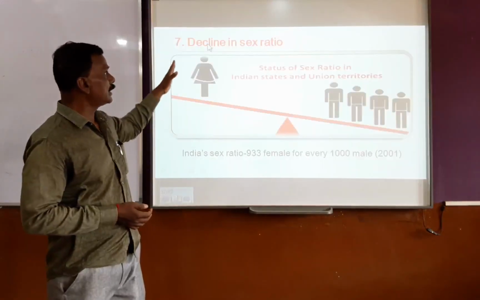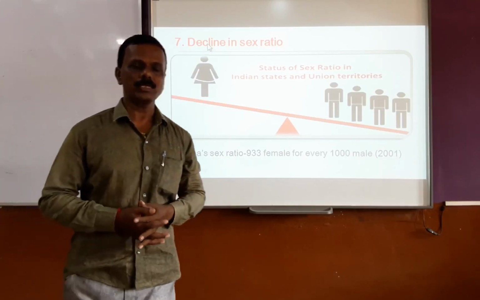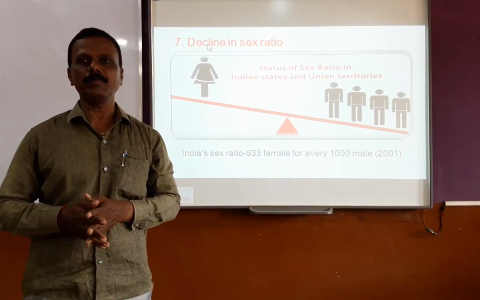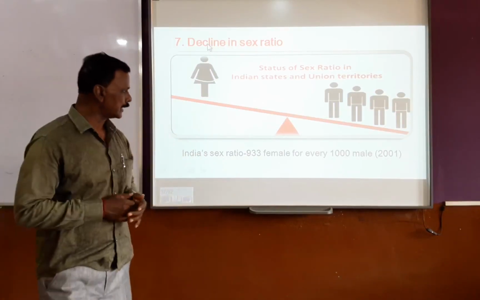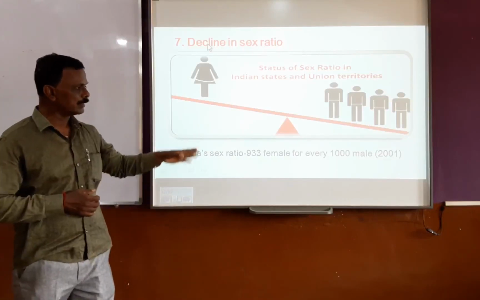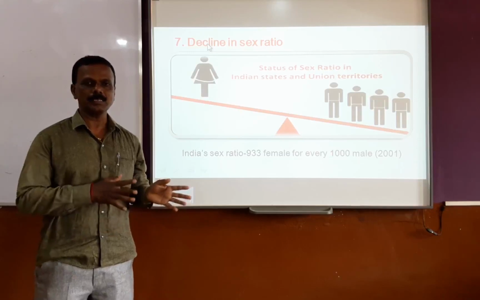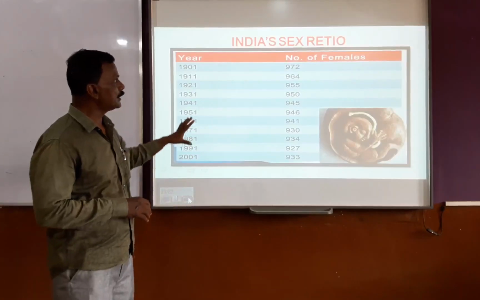The next one is the declining sex ratio. What is the sex ratio? Sex ratio means the number of females per 1000 males. India's sex ratio is 933 females for every 1000 males, as per the 2001 census. Okay, look at this chart.